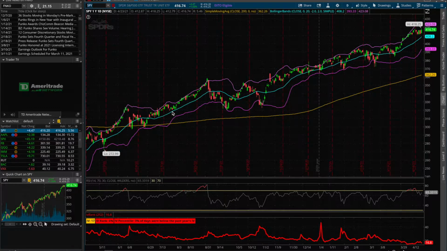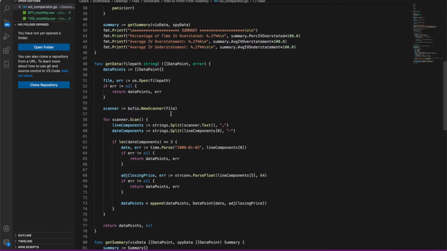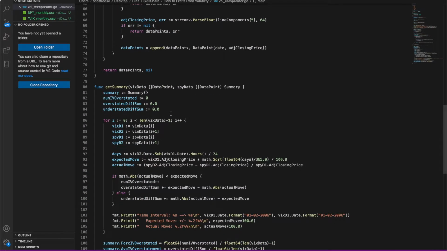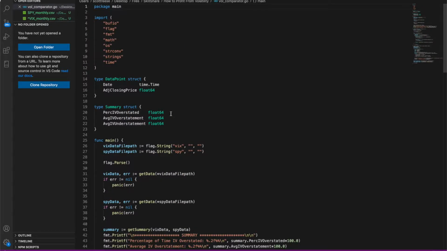Alright, so now if I come over here, what you're looking at is a basic Go application. It's just a computer program that I wrote which will analyze a time series of S&P 500 data alongside VIX data in order to figure out just how often implied volatility overstates historical volatility. And don't worry, understanding this code is totally not required. I just want to show you this to give you some context into how I did this research and how this is going to work.